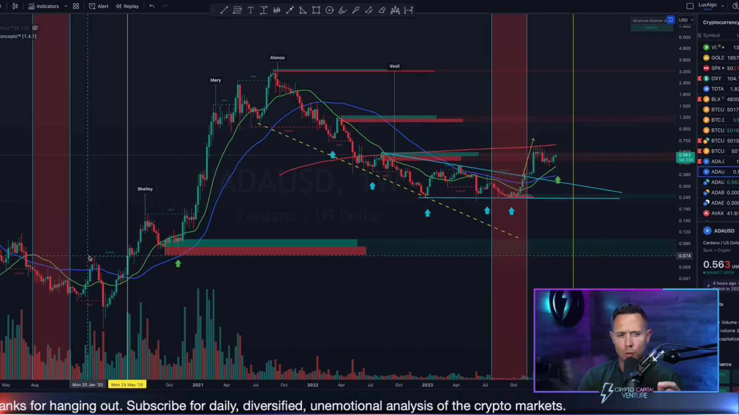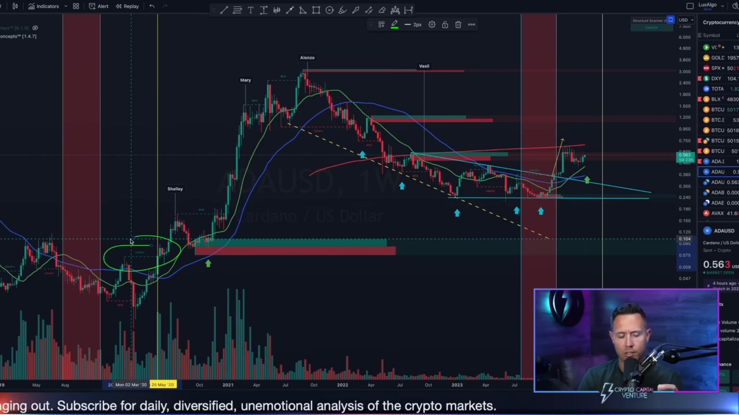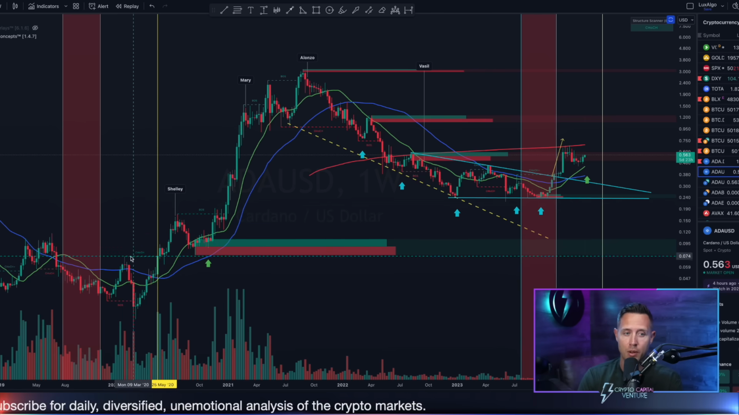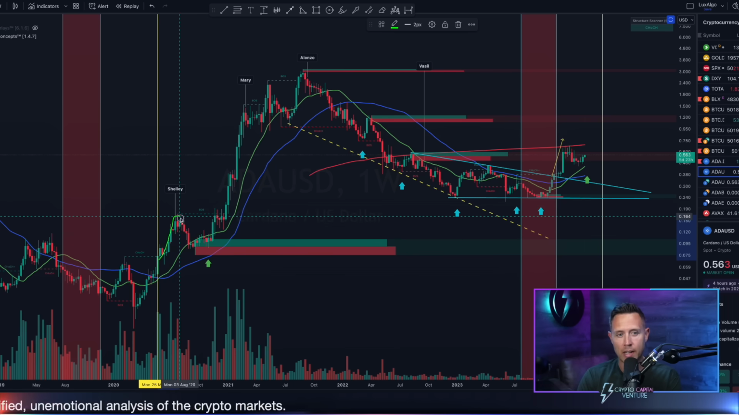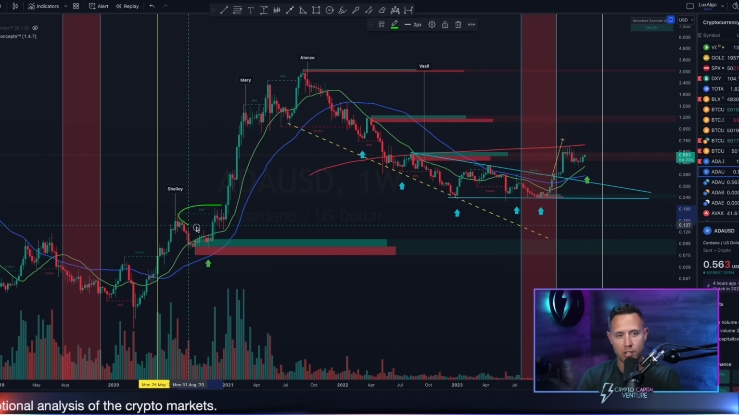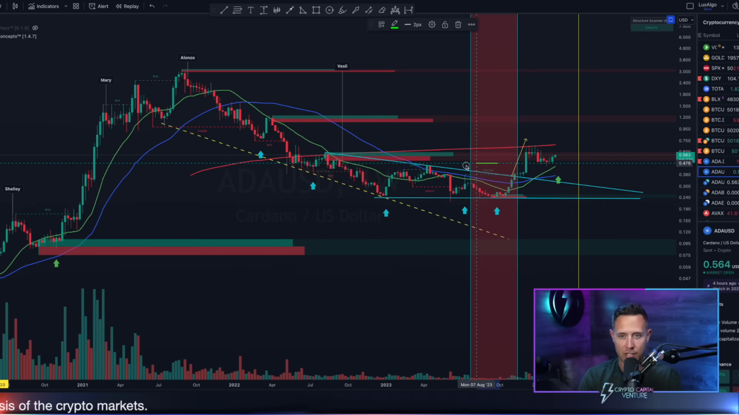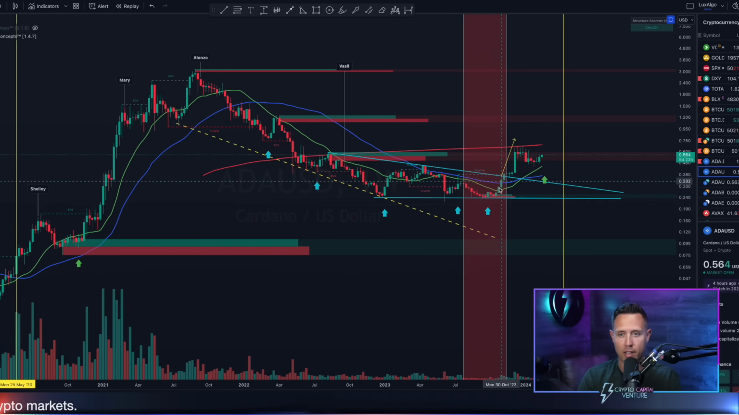And it was right after a change of character. This is a weekly chart, but change of character right here. Boom. Swing high, consolidation, break of structure. So again, change of character here, the bottoming of the bear market, swing high. We haven't had the break of structure move just yet. And that's what I'm waiting for.